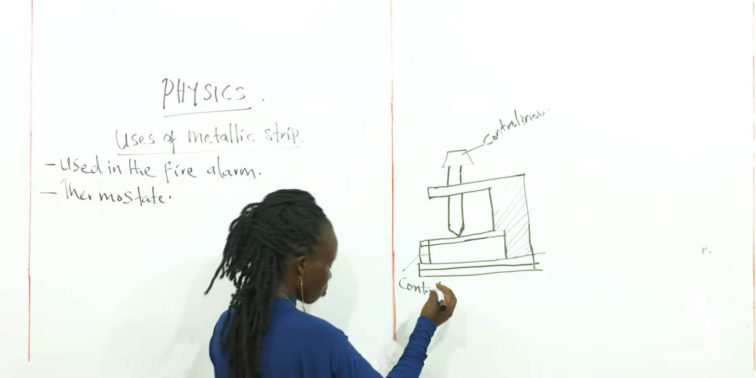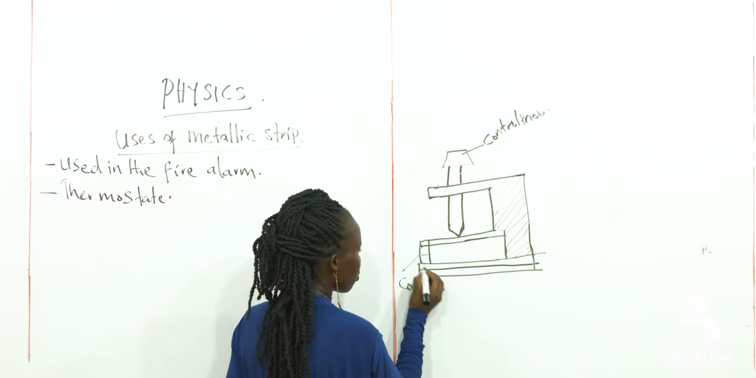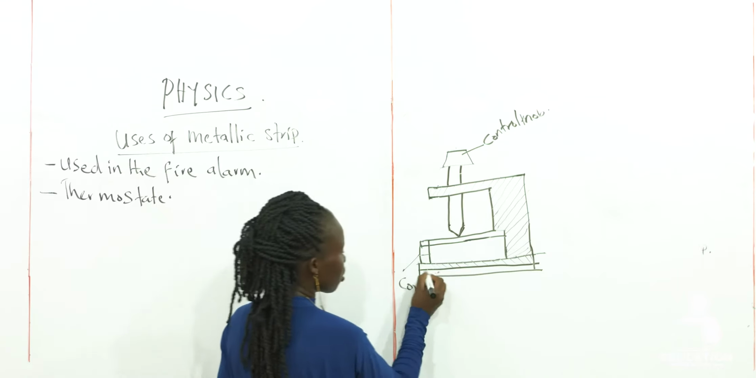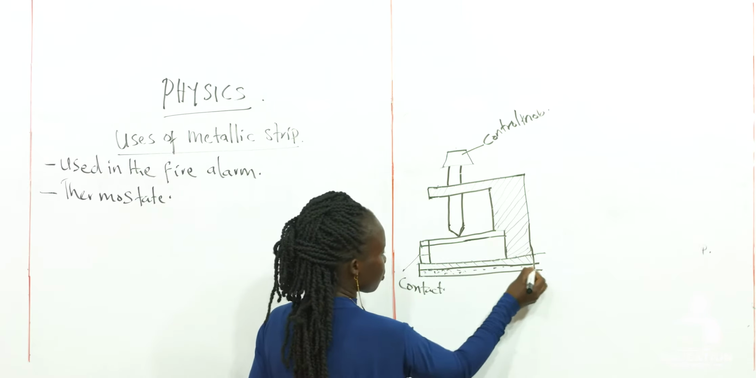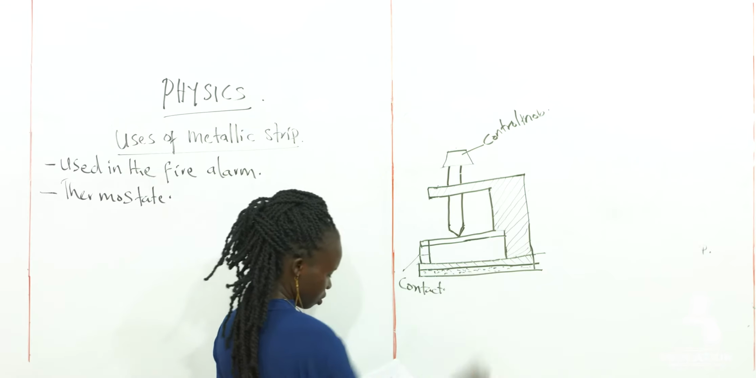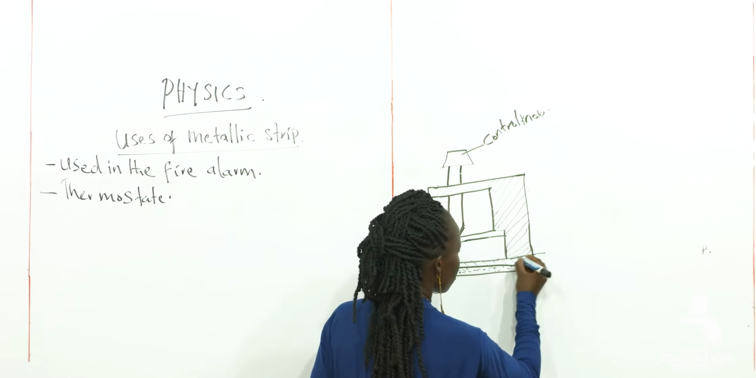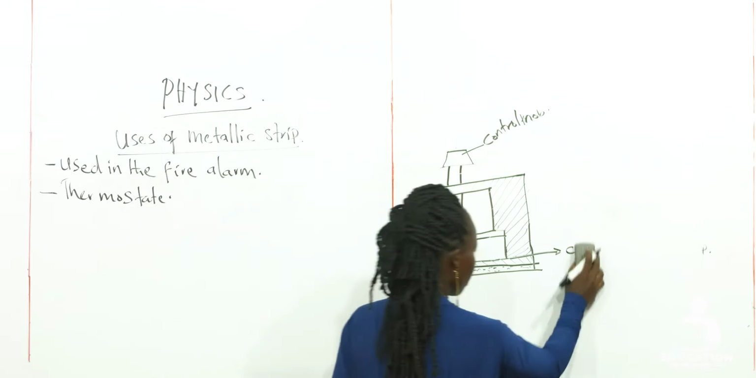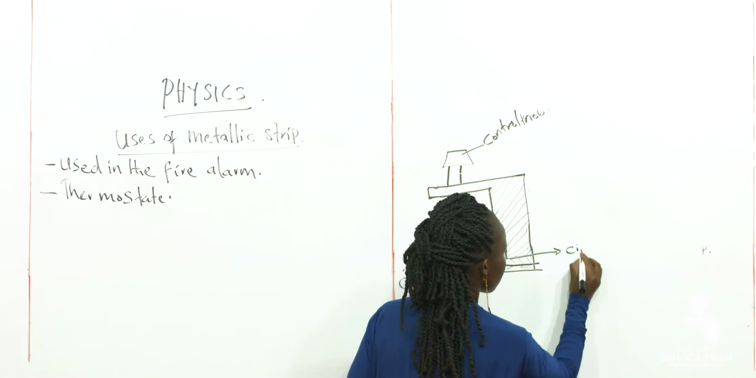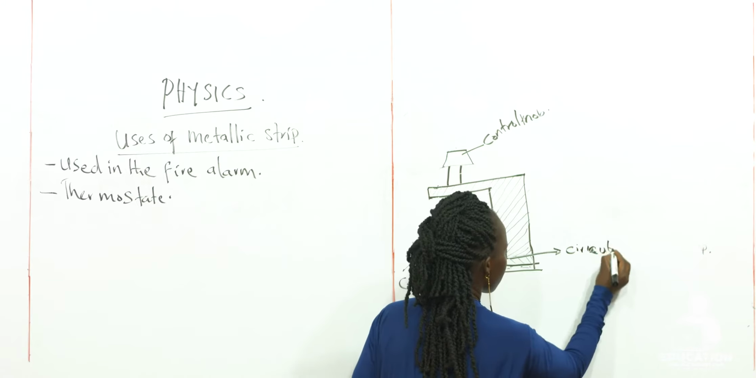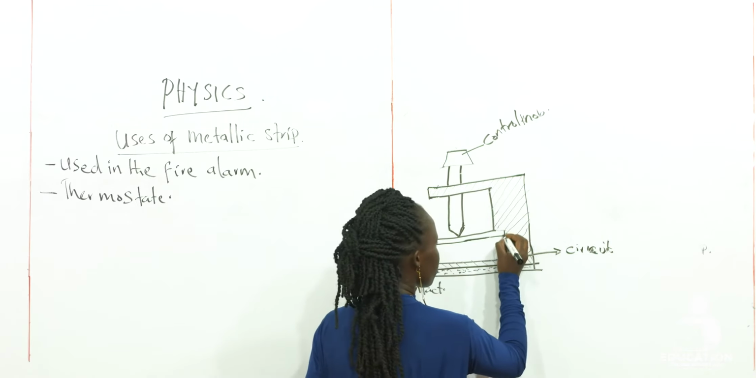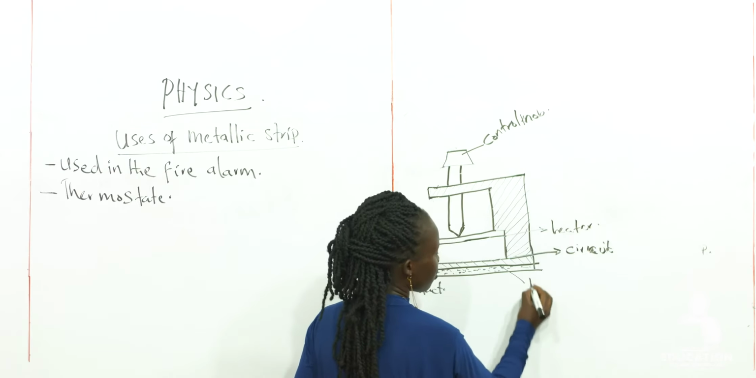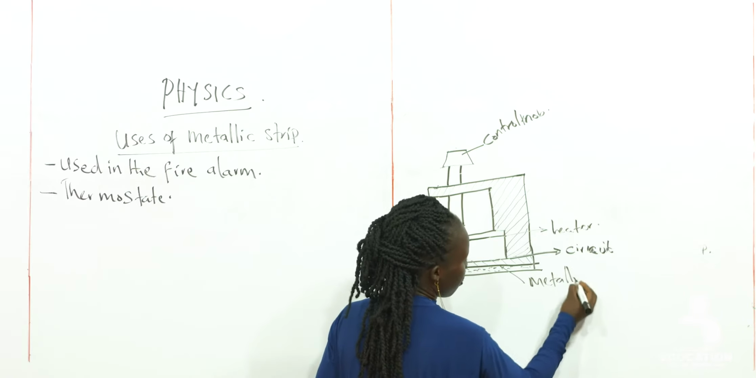So what of our bi-strip? We are going to have different shapes so that we can differentiate the two metals being used to create this metallic strip, like this. This one is connected to the circuit. And then this one is connected to the heater. This is our metallic strip.